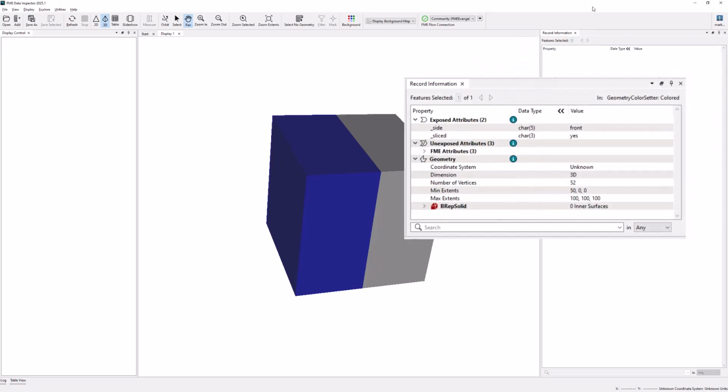Notice that two attributes are added to each output feature. The sliced attribute tells us whether a feature has been sliced or not. The side attribute tells us whether this slice is from the front or the back of the slice plane.